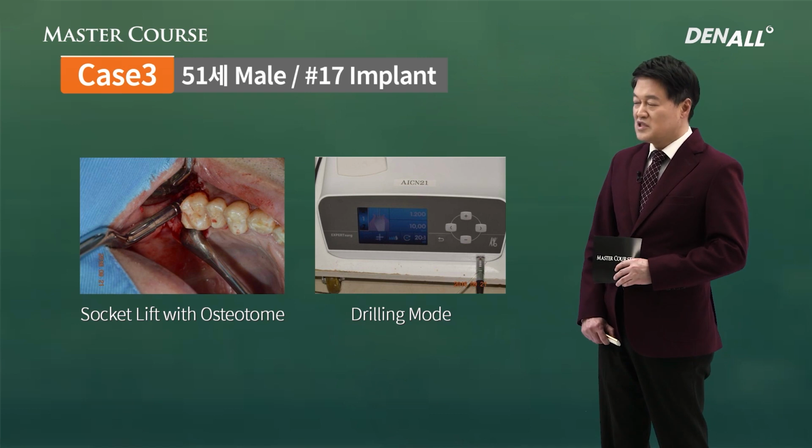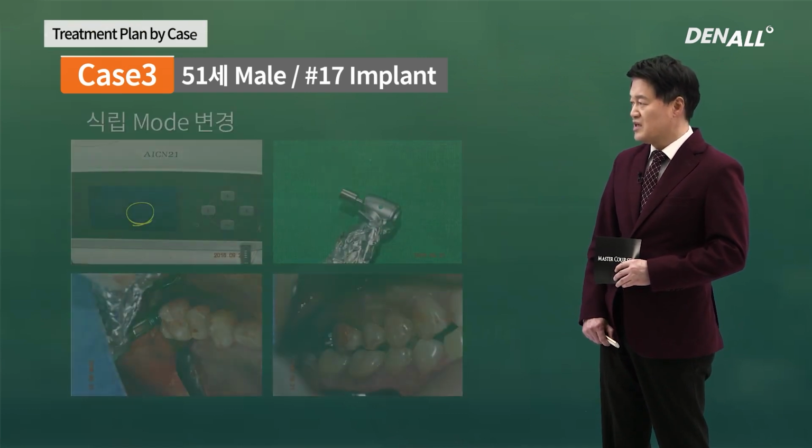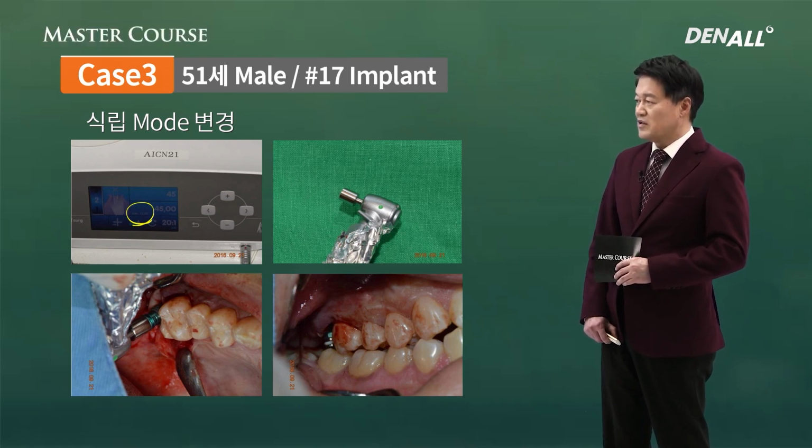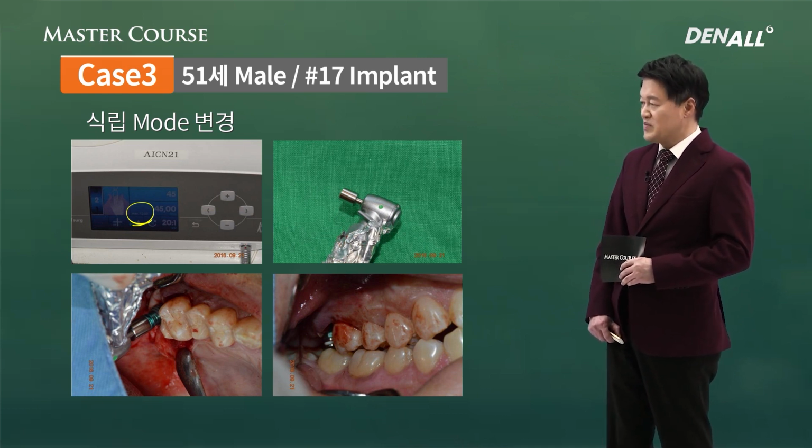And if you place it, the fixture goes in at 1200 RPM. So before you put the mount on, change to placement mode. After you connect the fixture and before you step on the pedal, check once again whether it's placement mode or drilling mode, and it must be on placement mode to place the implant.